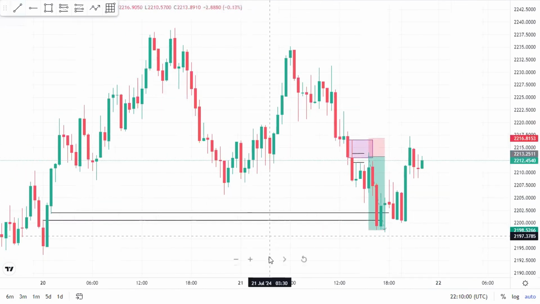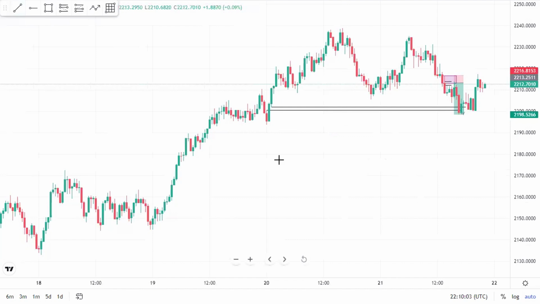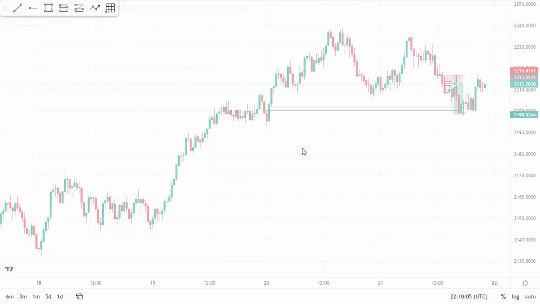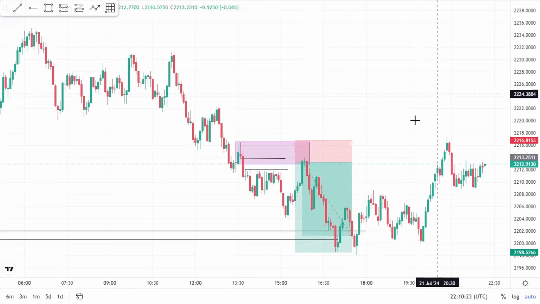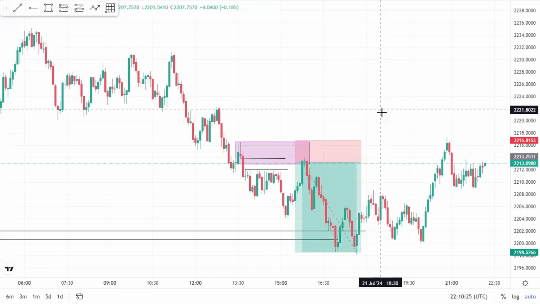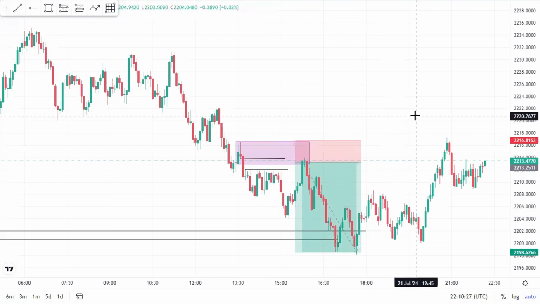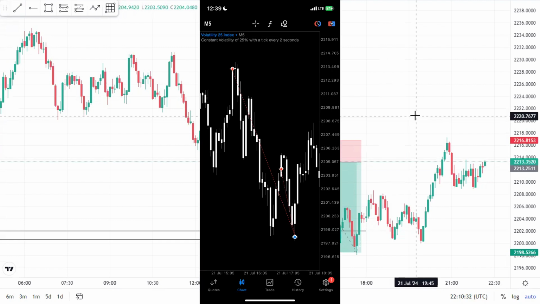Okay, guys, so that was it for this one. That was how the trade played out. Let me go back to the 5 minute. Okay, so yeah, this is it right here. My exit was right there. I'll show you guys my screenshots right now. So you take a look at the screenshot. That is a trade, and it's a beautiful trade.